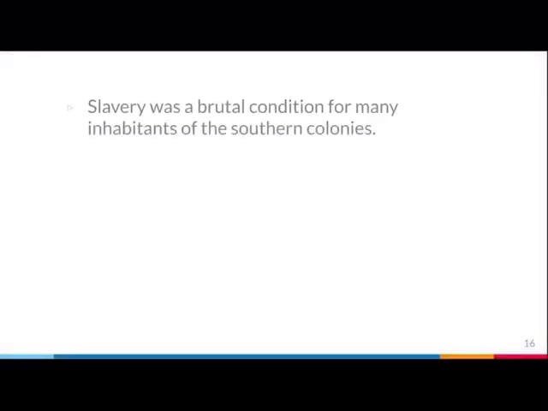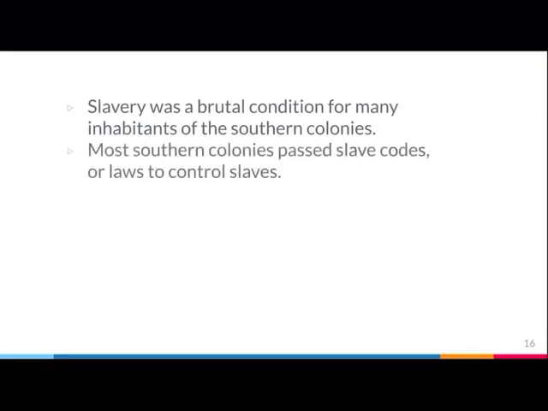Okay, so that is it. Oh, no, 2 more slides. Sorry, I lied. Those are the last 2, I promise. Slavery then was a brutal condition for many of these inhabitants of the southern colonies. We even see most of these southern colonies passing slave codes, or laws, to control slaves, and we're going to be talking more about that in lesson 4 of how it started, but then even more later in the springtime.